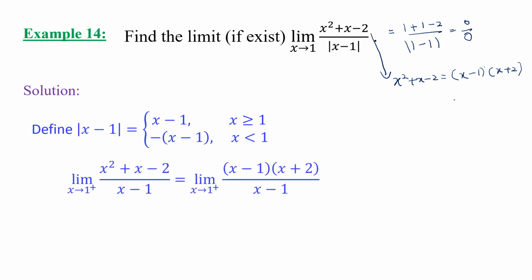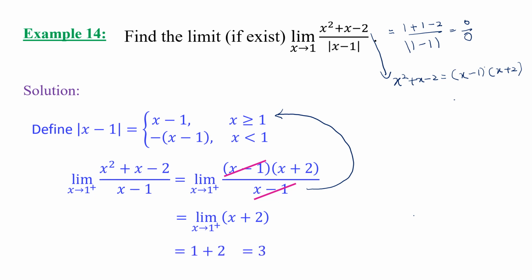Now evaluate the limit as x approaches 1 from the right. For the numerator, we factorize into (x minus 1)(x plus 2), and the denominator, we change into x minus 1. Now we can cancel out x minus 1 and evaluate the limit as x approaches 1 from the right of x plus 2. Substitute x with 1 and we get 3.